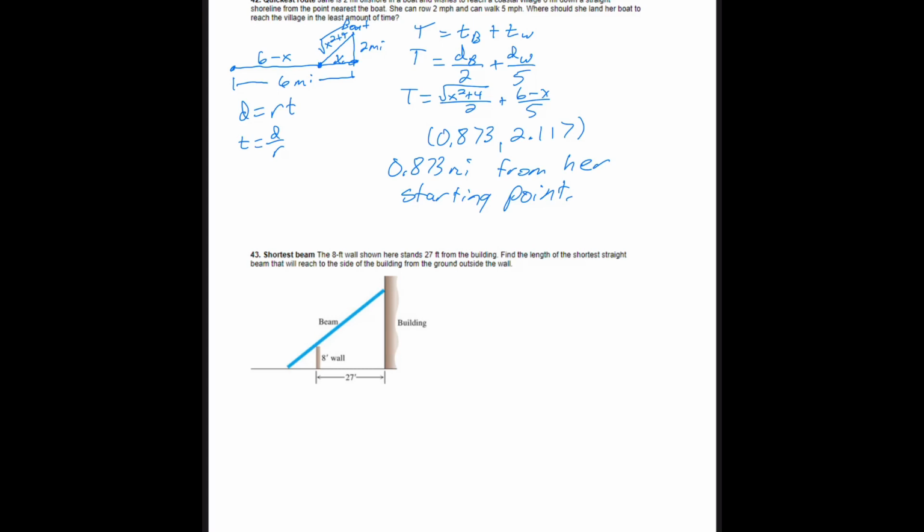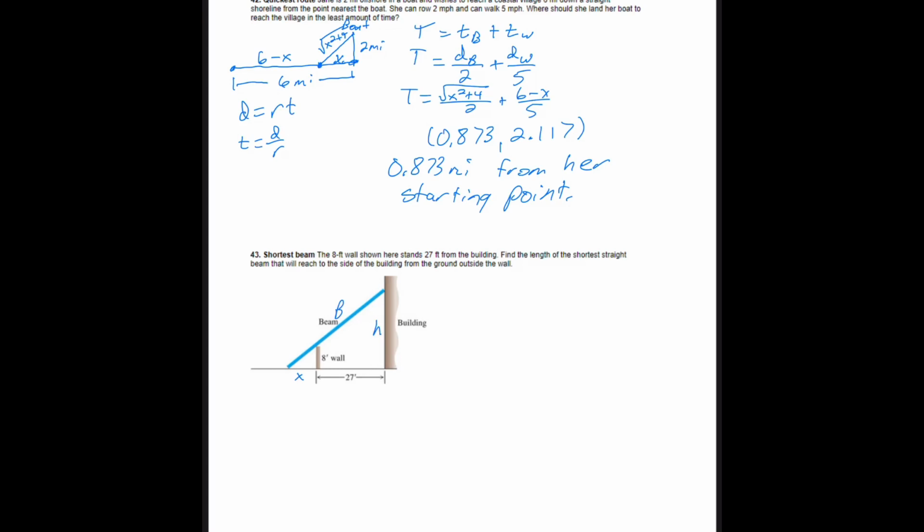Okay, so let's try another one together. The shortest beam. The 8-foot wall shown here stands 27 feet from the building. Find the length of the shortest straight beam that will reach the side of the building from the ground outside the wall. Okay. So, there's a few things going on here. One is the idea of similar triangles is going to be an important thing here. And so let's go ahead and look at these sides.